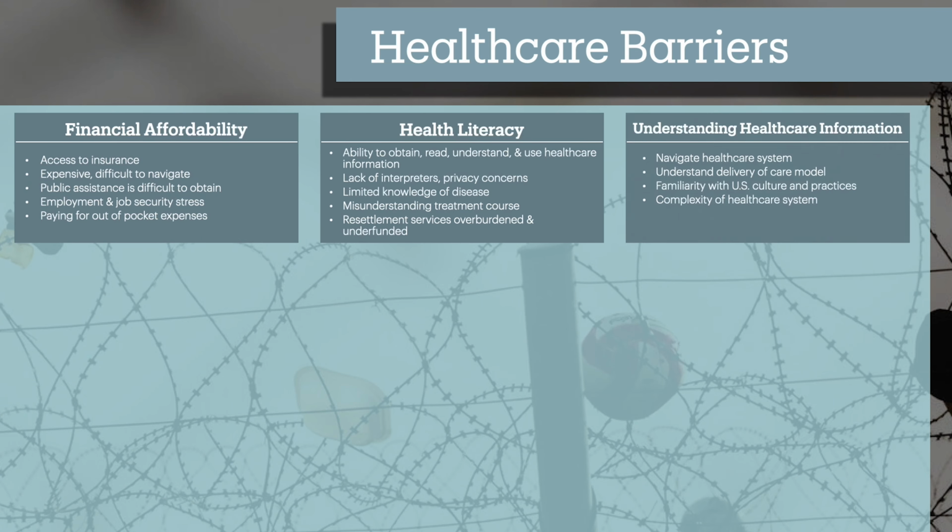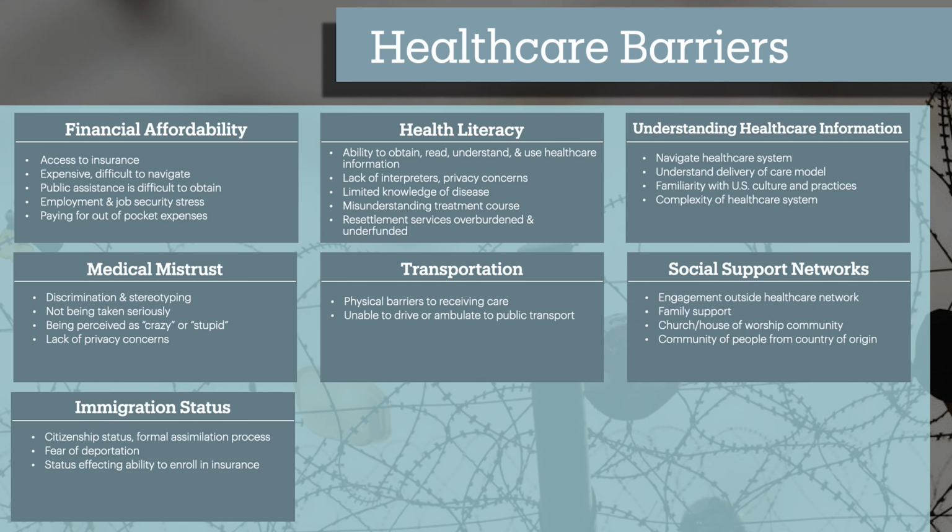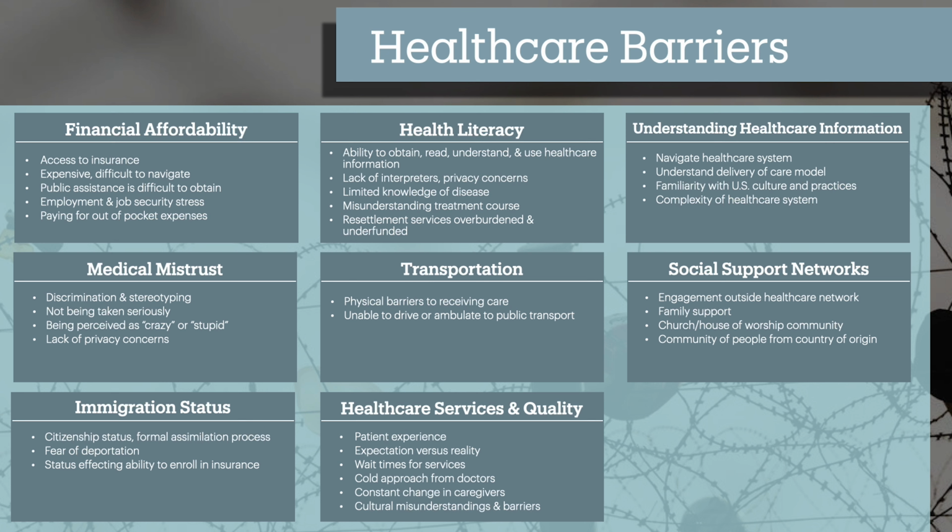So barriers to healthcare for refugees, there are many. I listed off the ones on the previous slide, and now I'm going to go into greater detail. Financial affordability of healthcare services is a concern for Americans and even more so for refugees. They have difficulty getting access to insurance. It's expensive. It's difficult to navigate. Public assistance is difficult to obtain. The different communities that these refugees need in order to help them with these processes are non-existent.